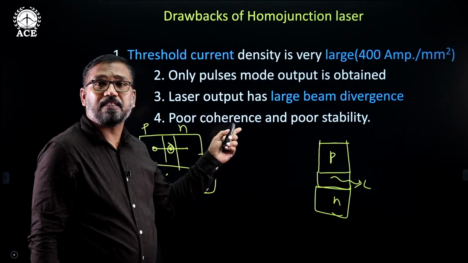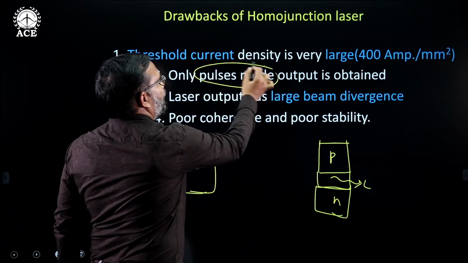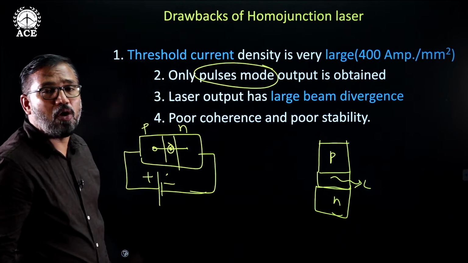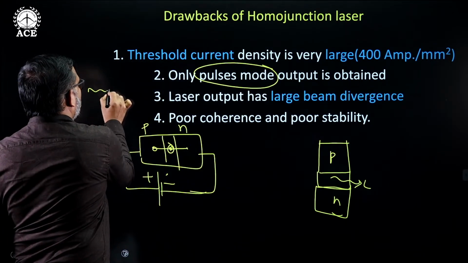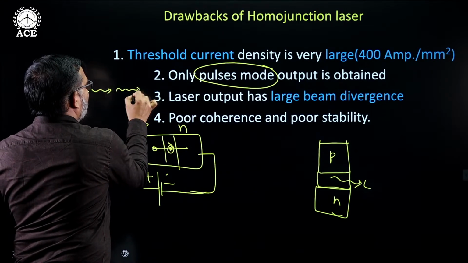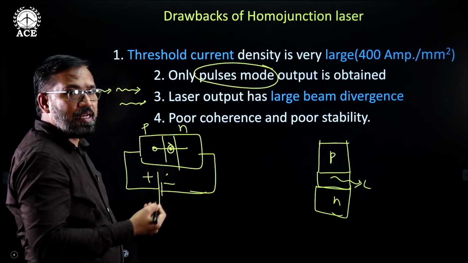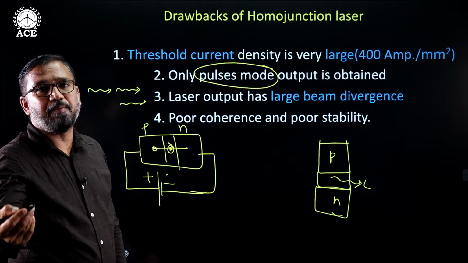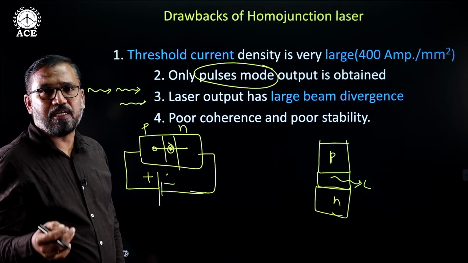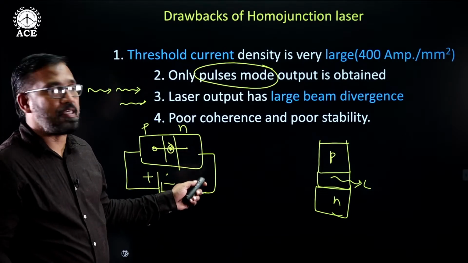Which type of laser emission do we get in the homojunction? Pulsed mode. Pulsed mode means on and off, on and off. The laser is not coming continuously; the laser emission stops. There is a time delay between one laser emission and the next, so there is a discontinuity in the laser. It means we get a pulsed form of laser in the case of the homojunction laser.